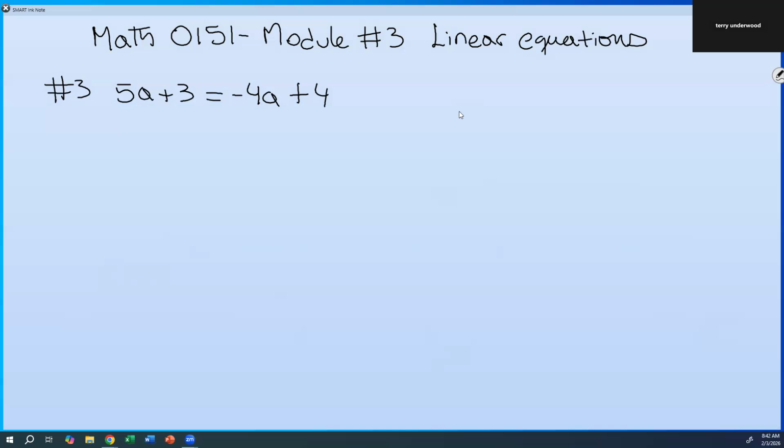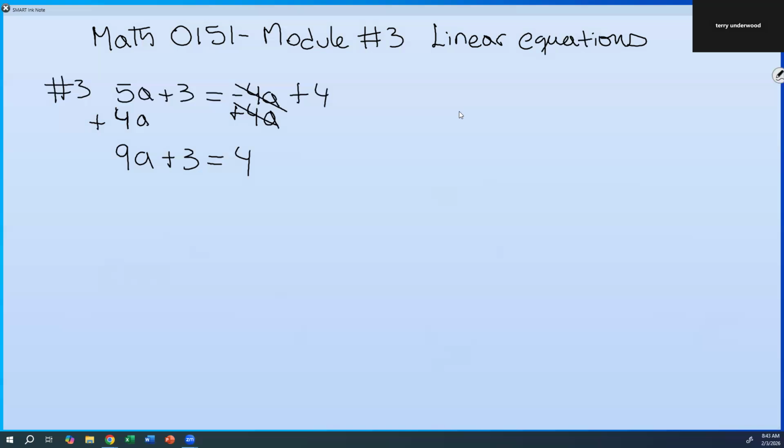So first of all, I will combine like terms. I have a negative 4a on the right, and a 5a on the left. I will add 4a to both sides to move this 4a to the other side. So when I do that, the negative 4a and positive 4a cancel. And now I have 9a plus 3 is equal to 4.